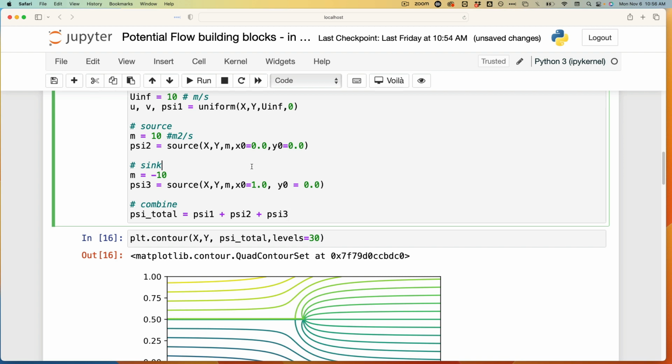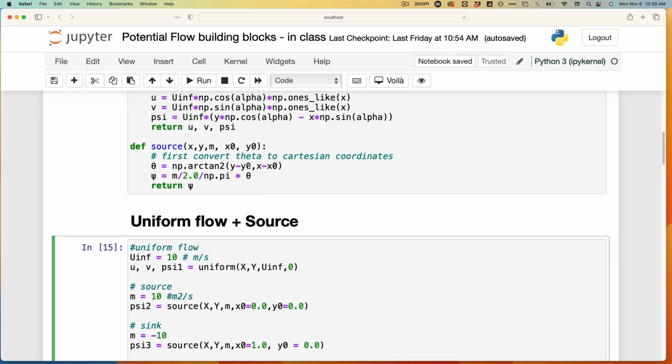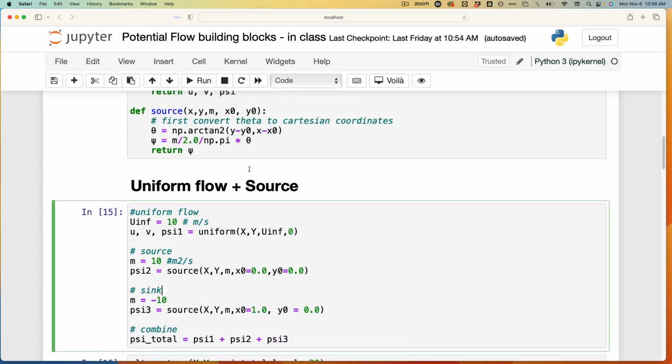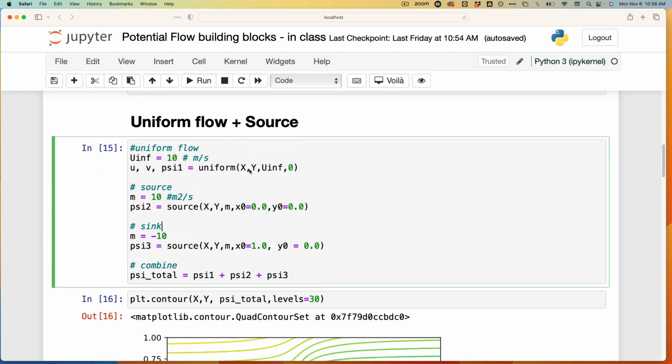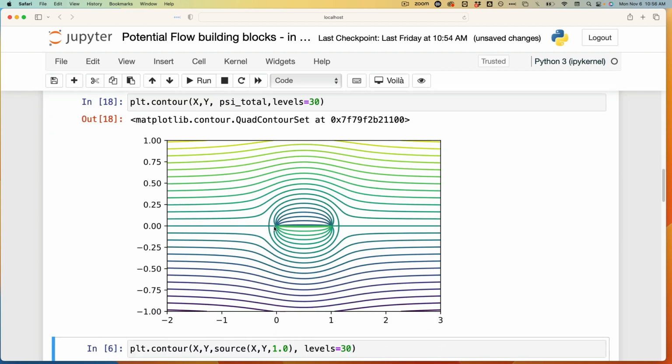Are we synced? Can you go back up to the source definition? See how simple this is? I'm making my implementation expressive, because my stream function is always m over 2 pi theta. But theta is something different when I move the source around, or the sink. Okay? Are we good? Are we ready to execute? Okay. Oh, look at that.